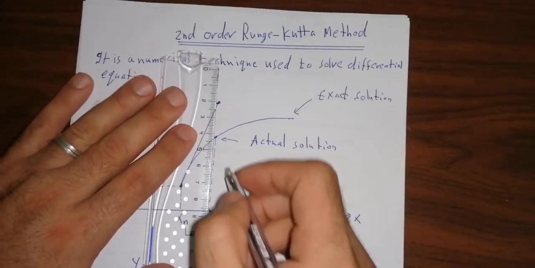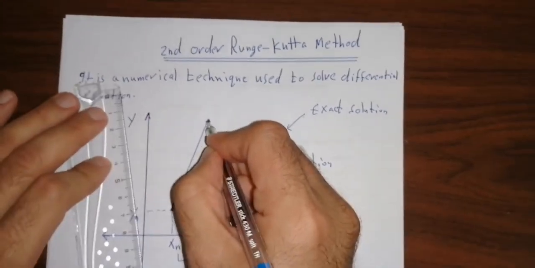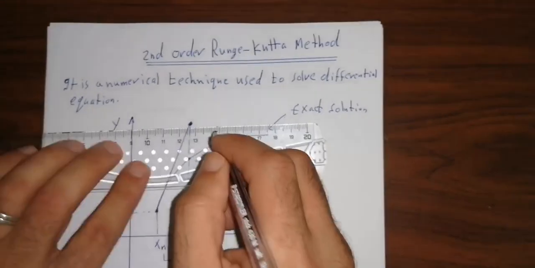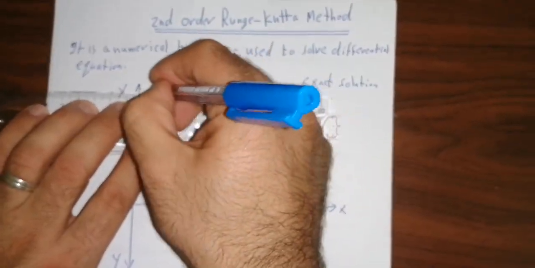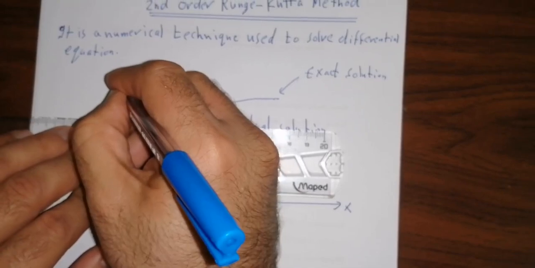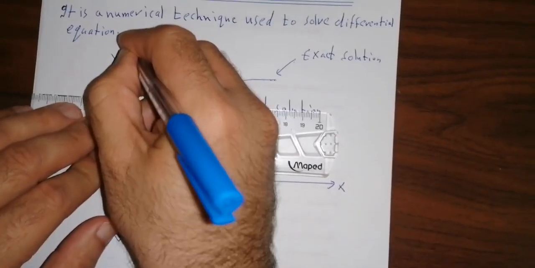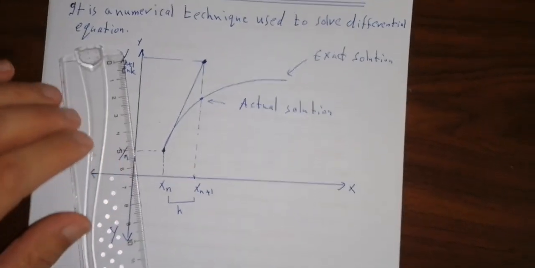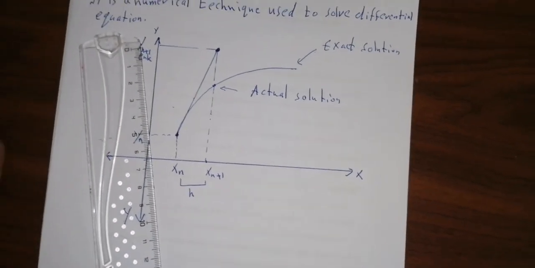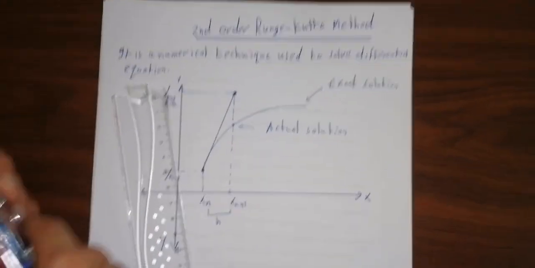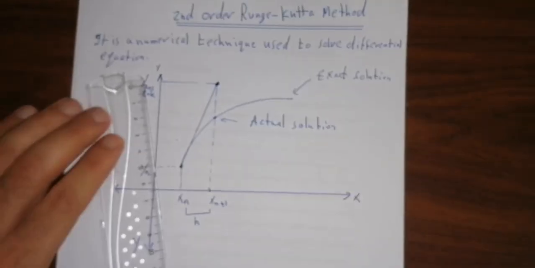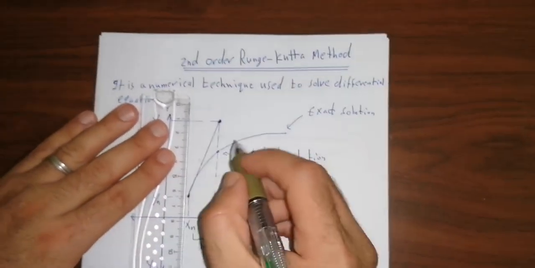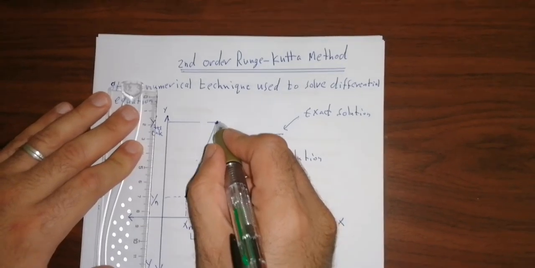And here at this point, for example, this point represents yn plus 1 Euler. Euler is the first method to solve differential equations. It is very effective, but at the same time it has a disadvantage, due to the percent of error.